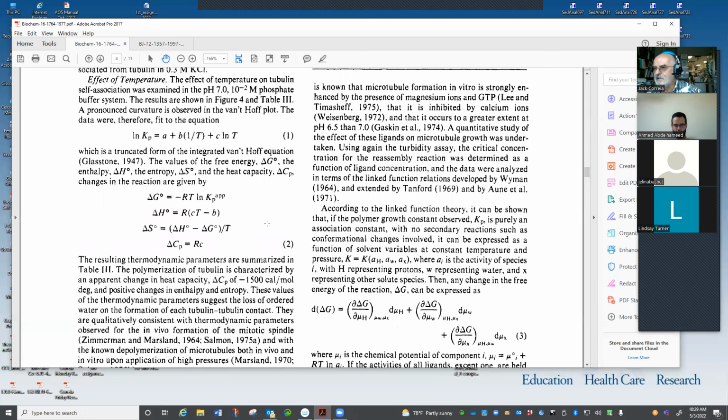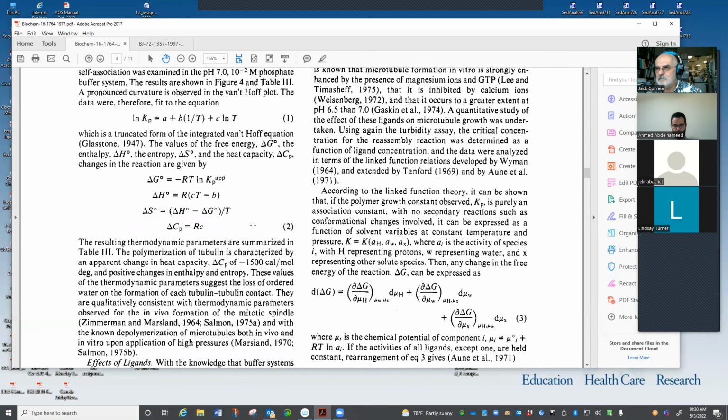So heat capacity is basically due to a number of factors, and that will now be discussed. But generally speaking, a change in heat capacity is typically interpreted as something that obeys the hydrophobic effect: release of water, burying of hydrophobic surfaces. Those are two of the main factors that will cause a heat capacity change. And so that ends up being one of the major factors that influences microtubule assembly.